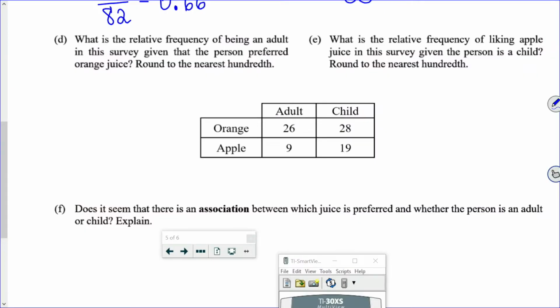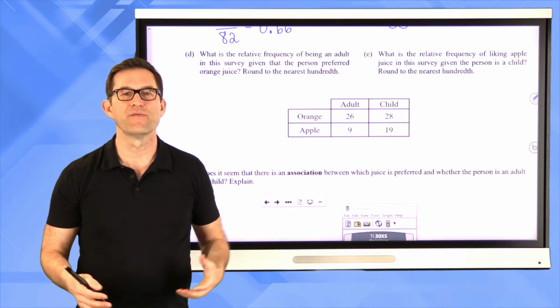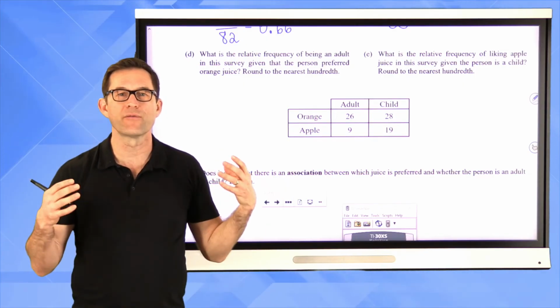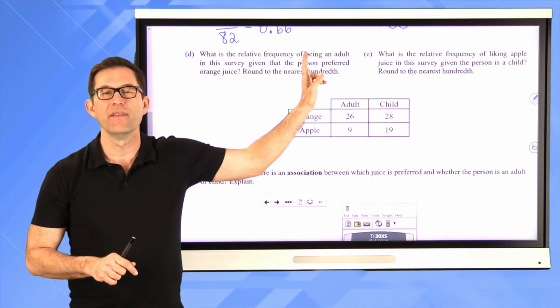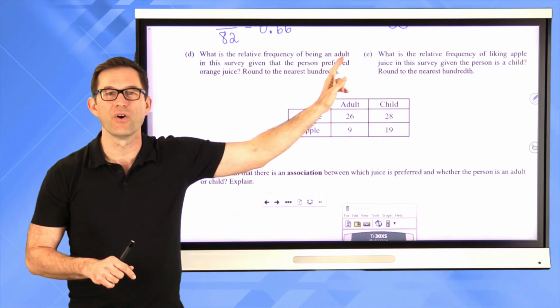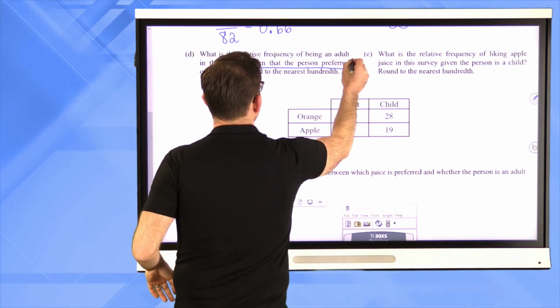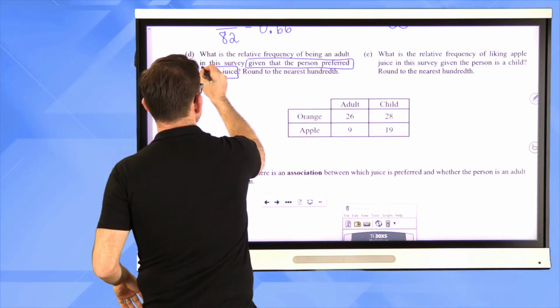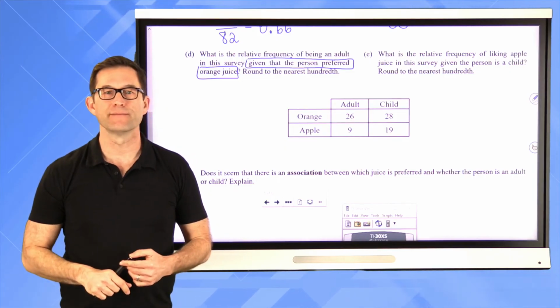What is the relative frequency of being an adult in this survey given that the person preferred orange juice? Round to the nearest hundredth. Now this one's a little tricky. Now I want to know really, what is the relative frequency of people who are adults, what is the relative frequency that you'll be an adult given that the person preferred orange juice? Okay, so play around with this. Pause the video and see what you get.